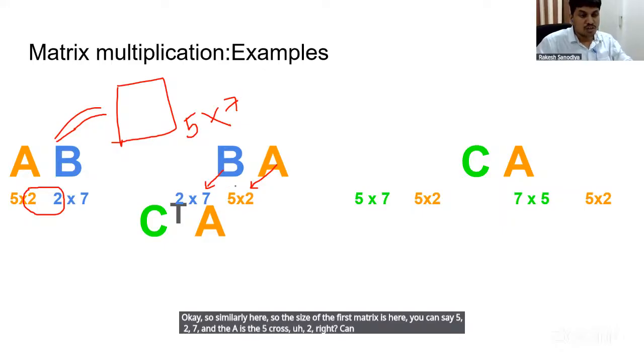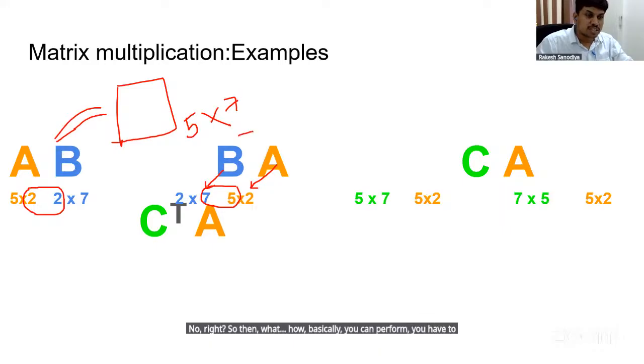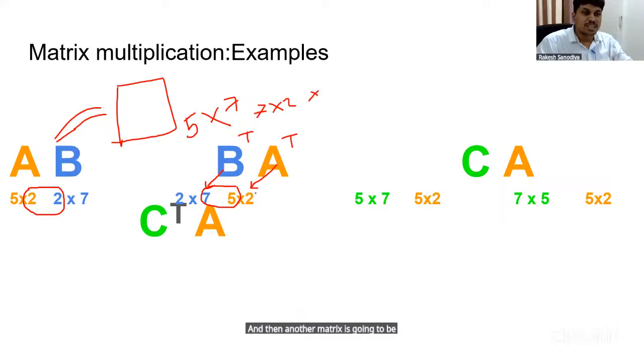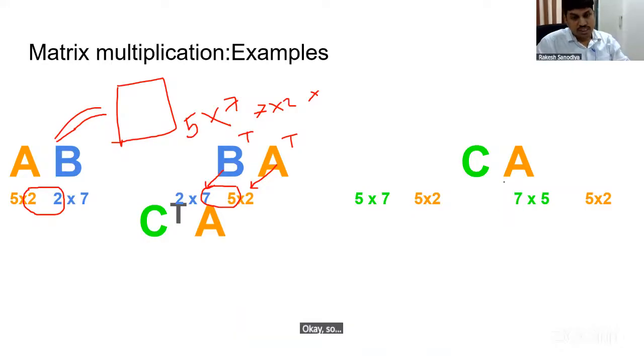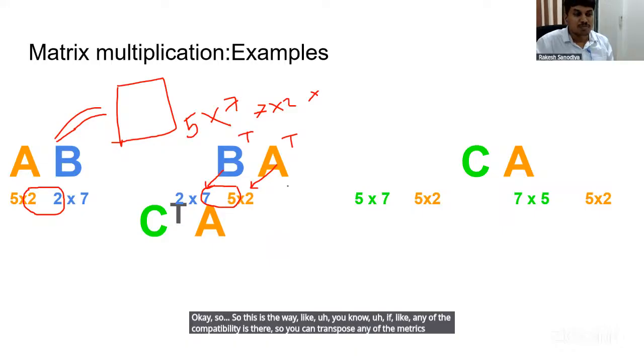Can you perform the matrix multiplication on these two matrices right now? No, right? So how can you perform it? You have to transpose this matrix as well as this matrix. Once you perform the transpose, it is going to be 7 cross 2, and the other matrix is going to be 2 cross 7, and then only can you perform it. So this is the way: if there is any compatibility issue, you can transpose any of the matrices and then perform the multiplication between them.